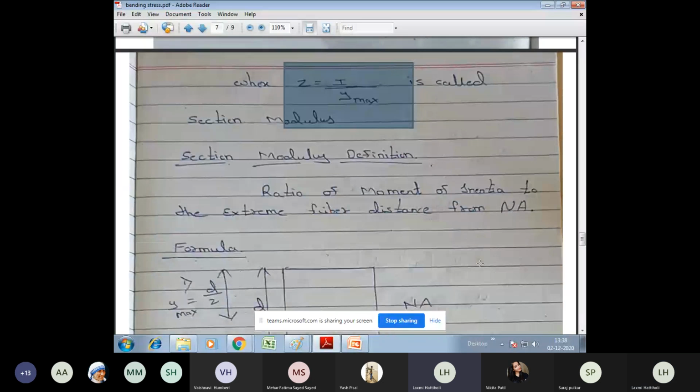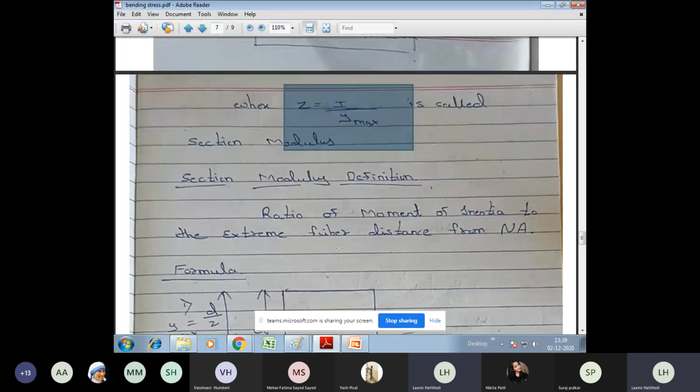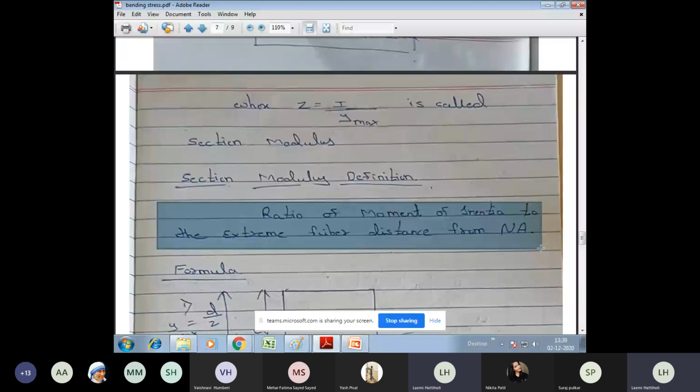This is the section modulus, and let me define it. Section modulus is defined as the ratio of the moment of inertia to the extreme fiber distance. Either you can say fiber or element, it is left to you. So it is the ratio of moment of inertia to the extreme fiber distance from the neutral axis.